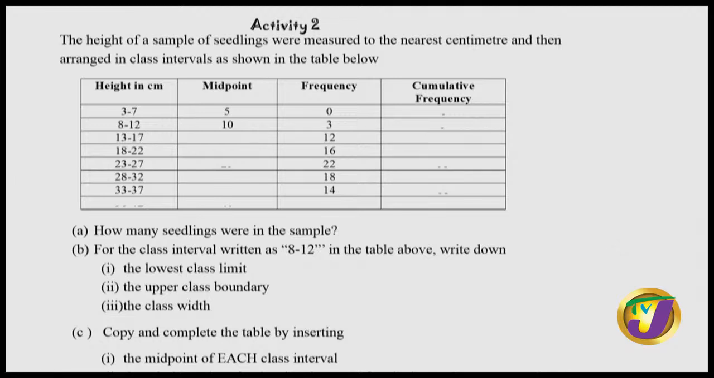So again, we spoke about the cumulative frequency. We're going to add as we go along. So we start off with nothing, and we add 3 to that. So we have 3. We add 12 to 3, we get 15. 15 plus 16, 31. 31 plus 22, 53. 53 plus 18, 71. 71 plus 14 gives us 85. So in total, we have 85 seedlings.